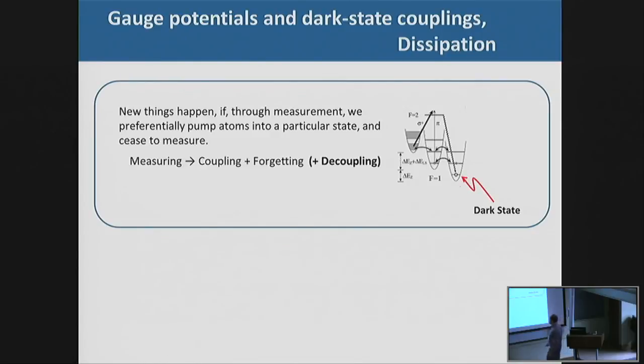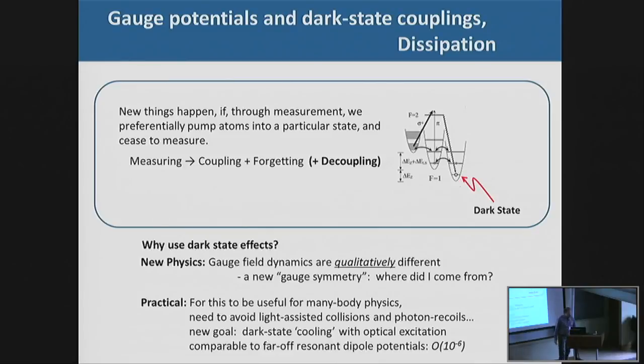And actually, this adds a very non-trivial effect to this gauge formalism picture. In a certain sense, it adds new physics, which is that the gauge field dynamics are qualitatively different. It adds a new kind of gauge symmetry, which is essentially where did this atom come from once it arrived in this dark state. And it's also a practical constraint, because if we can use this dark state picture, we can make the excited state population of the atoms extremely low. So actually, we can make this as low as it is typically in experiments using very far off resonant light. And that's a neat trick for avoiding things like light-assisted collisions and photon recoils.